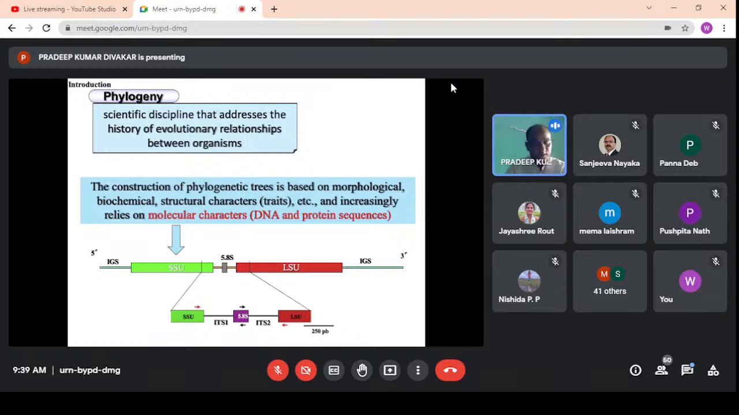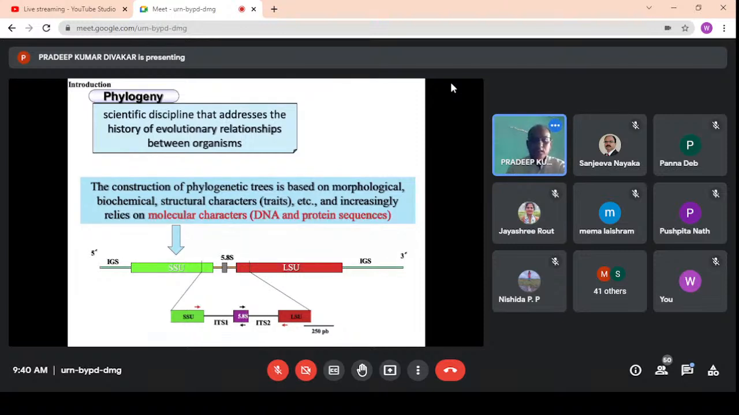So it is very important for us to know whether the phylogram is based on morphological features, biochemical features, structural features, or anatomical features. What are the features that have been used to reconstruct the phylogenetic tree?